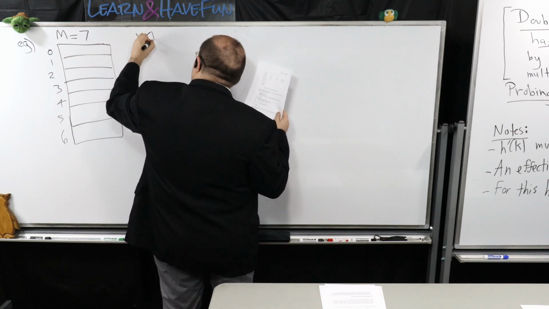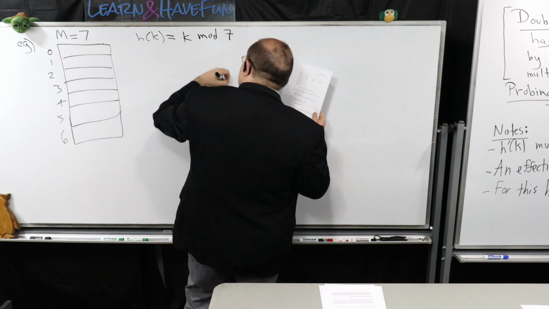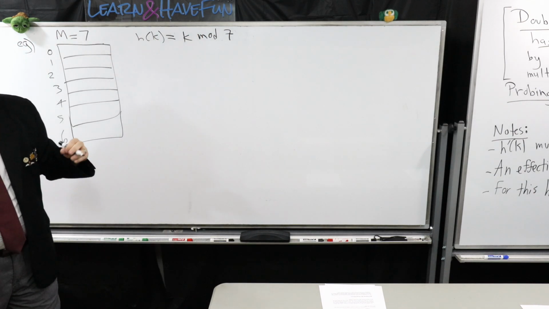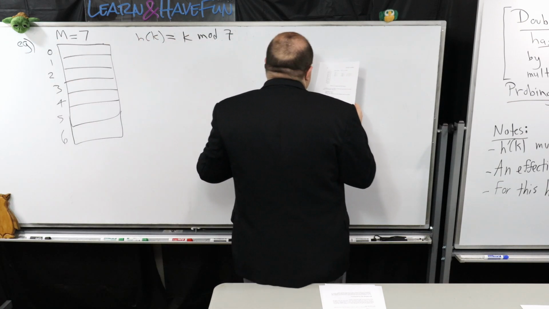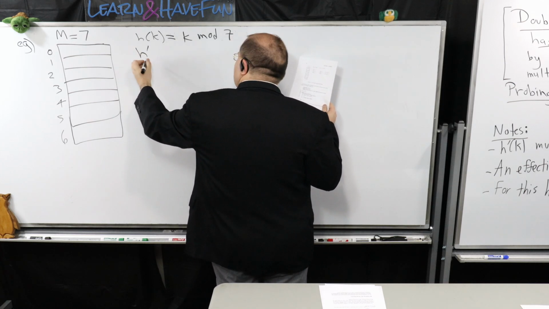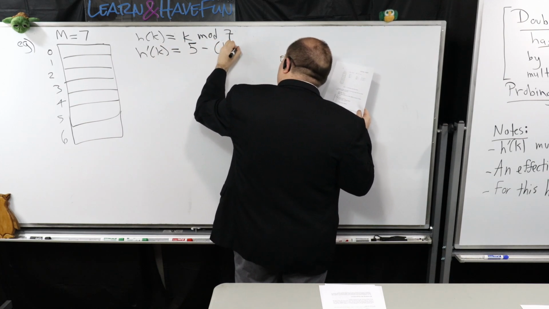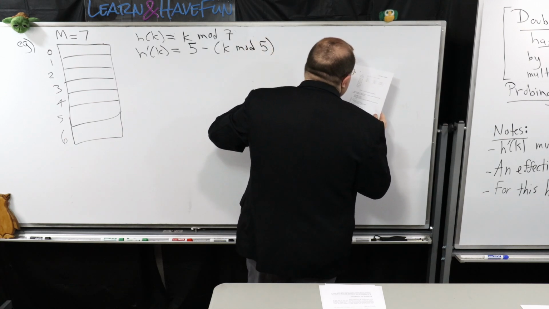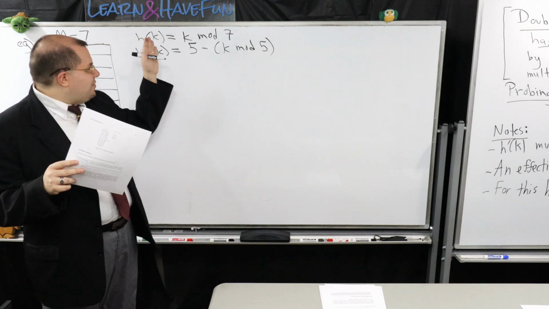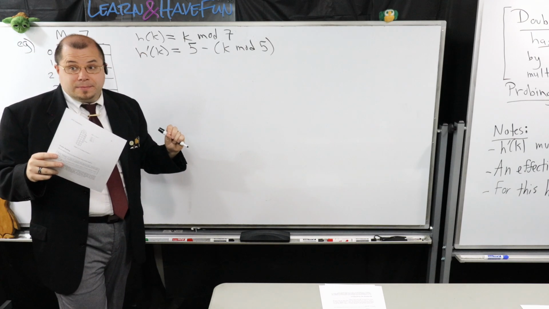I'm going to use the same primary hash function, k mod 7. Do take note that the size of the hash table is a prime number. Now the secondary hash function is going to look like this. I'm going to use 5 for the prime number, so h prime of k is 5 minus k mod 5. The whole idea is that I initially use the hash function, and if that fails, I go up by increments of h prime of k.